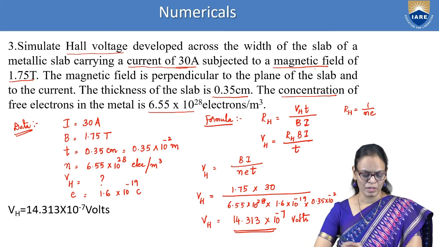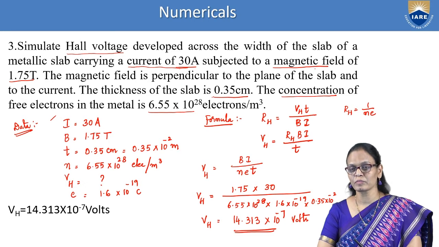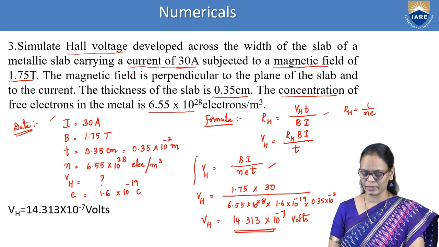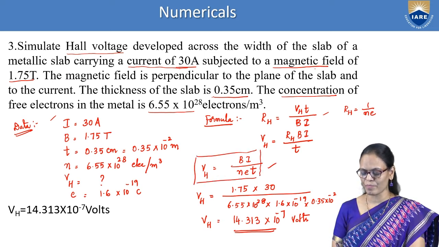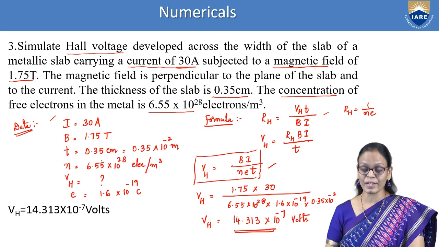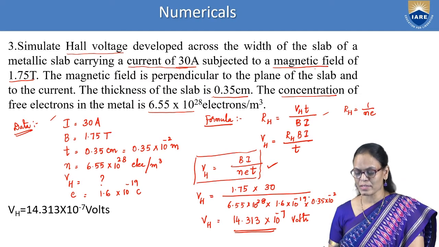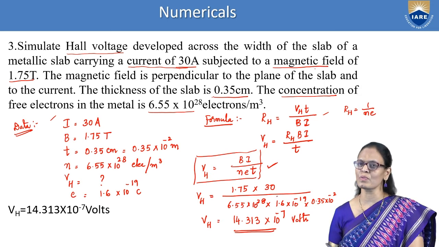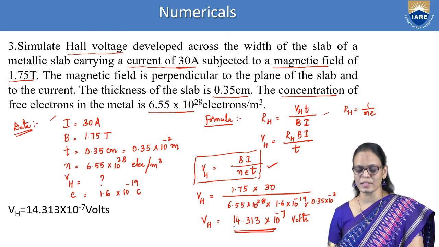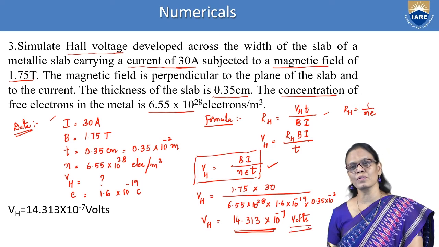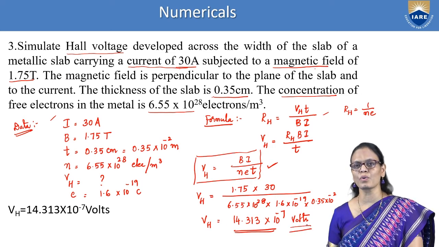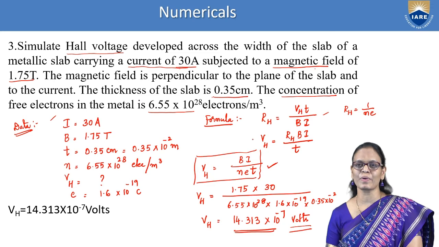So once you identify the data correctly, write the formula and modify the formula in the required form. Required form in the sense, write it in all known terms. Whatever data we know, we will have to write the formula in terms of the known data. And then the third step will be substitution and simplify. You can use the calci to simplify it, and directly you can write the answer VH is equal to, and mention the units also. So voltage is always measured in volt. So each step will carry marks. So each step you will have to write very carefully.